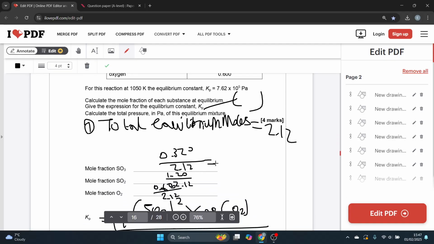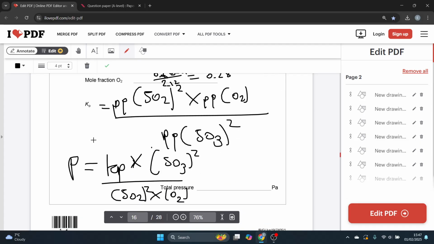Obviously, I should have simplified these as well to 0.15, 0.57, 0.28. So that's what I'm going to shift in, rearrange it. And how do I get P? Where does P come from?